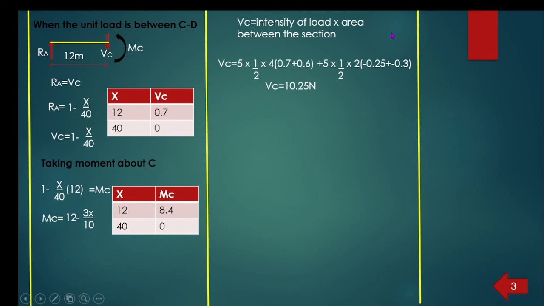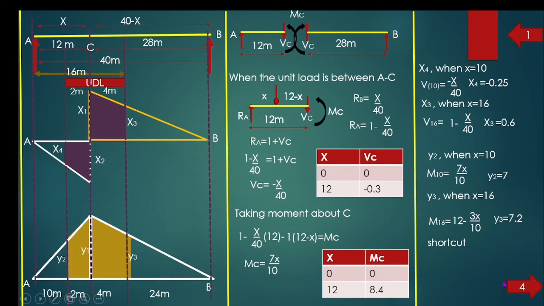So let us continue now because we have gotten the value for the shear force, and let's continue for the value of the moment. The moment will be the intensity of the load by the area in between the section. For this case, it is 5 multiplied by 1/2 by 2 into 7 plus 8.4, plus 5 times 1/2 into 4 by 7.2 plus 8.4. And basically, you get the value of moment at C as 233 kilonewton meter. It's not per meter, it's only meters. Remember the unit for the moment.